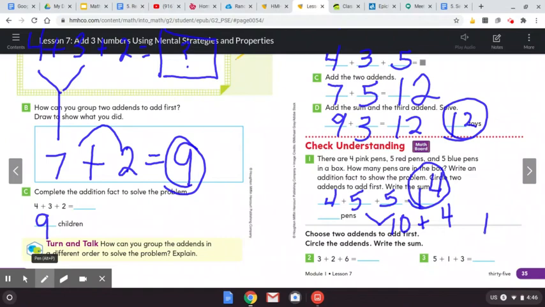Choose two addends to add first. Circle the addends and write the sum. 3 plus 2 plus 6. Which two are you going to put together?